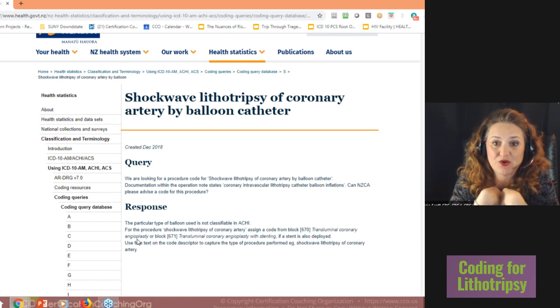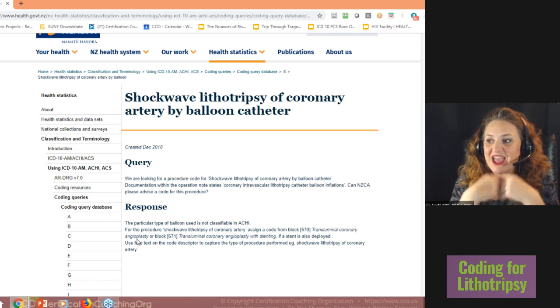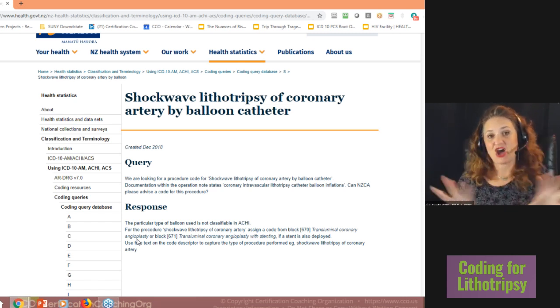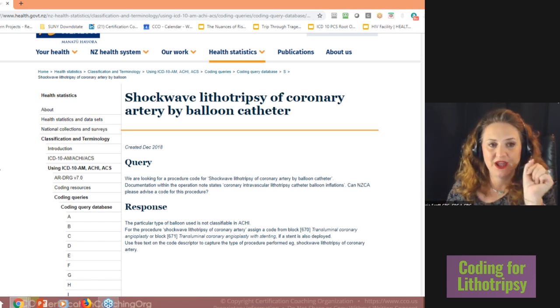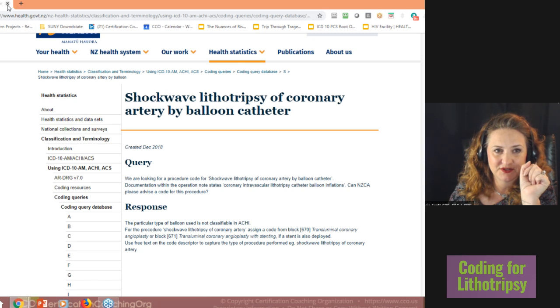So you're not going to see this done very often, but it's already being done to the point that they're coming in and asking CCO, hey, how do I do this coronary lithotripsy? How do we code it? Okay, that's the fun part. That's what's exciting. And this is how you do the research and find out about this type of thing. All right, now I got something else to show you.